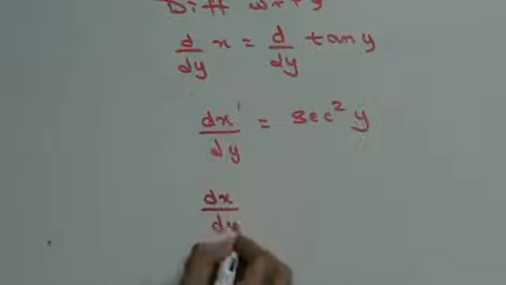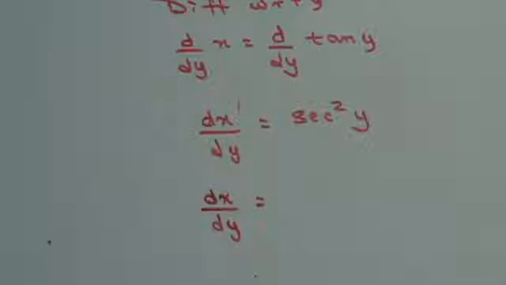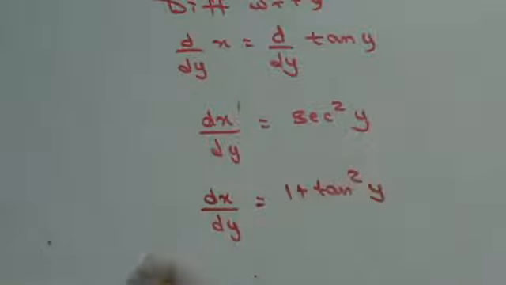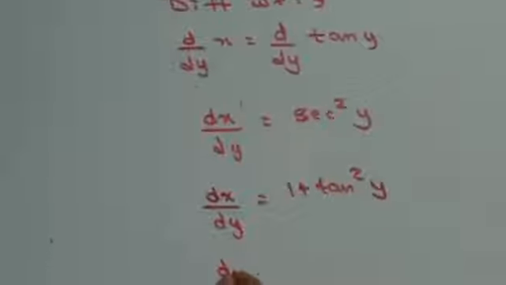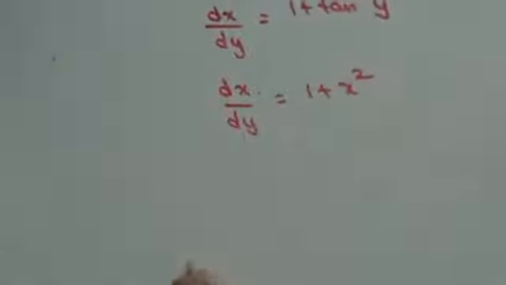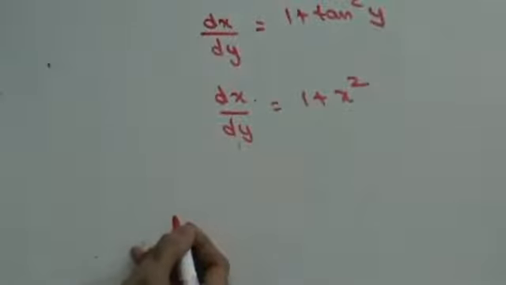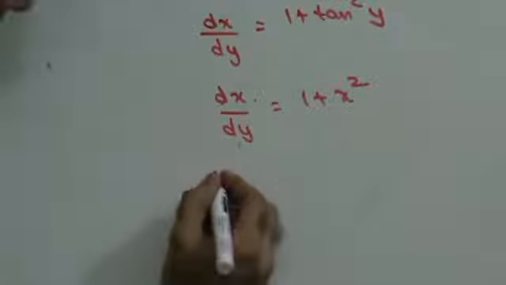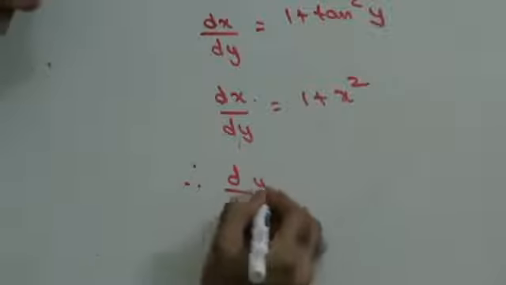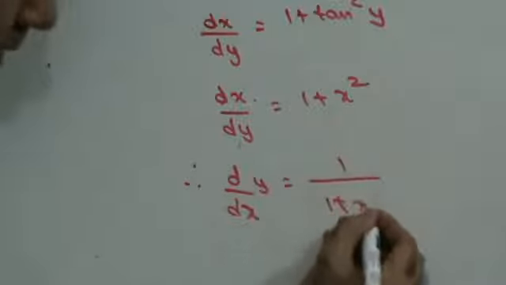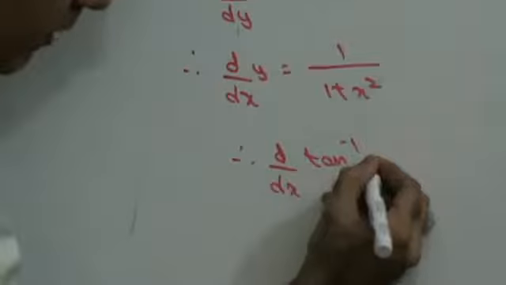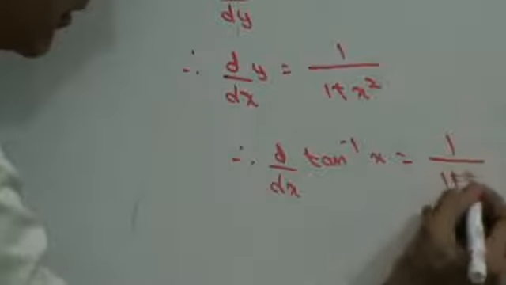dx by dy. Sec square theta by identities is nothing but 1 plus tan square theta. But we have already assumed tan y to be x. So dx by dy is 1 plus x square. Since there is no plus minus sign, I need not check in which quadrant they are. I can just reciprocate and get the answer. Therefore, dy by dx of y is 1 upon 1 plus x square. Therefore, d by dx of tan inverse of x is 1 upon 1 plus x square.